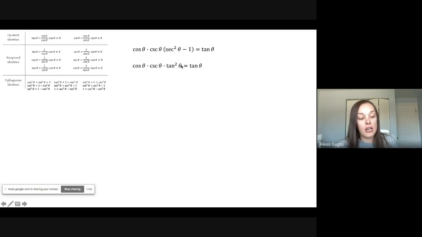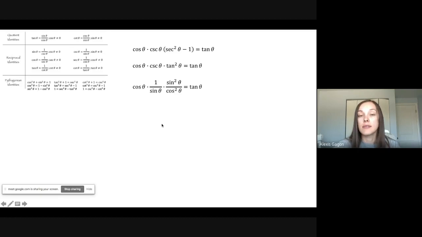Then I'm going to switch everything to sines and cosines. So this is going to be cosine of theta. And then cosecant is 1 over sine of theta. And then tangent squared is sine squared of theta over cosine squared of theta. So you can square this whole thing, which would just put squareds everywhere there. Okay.